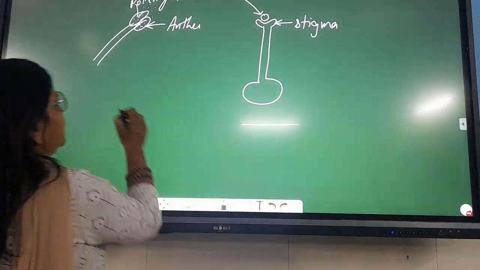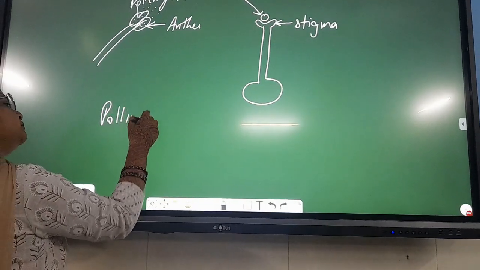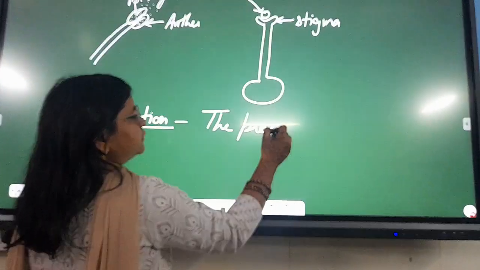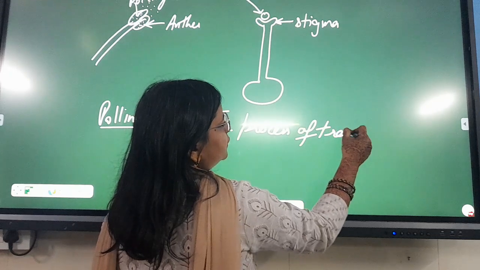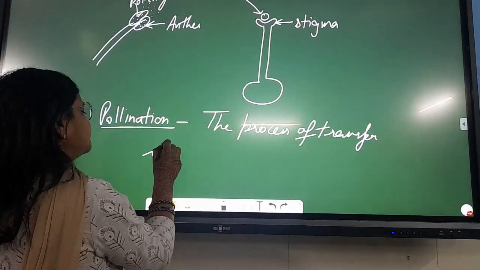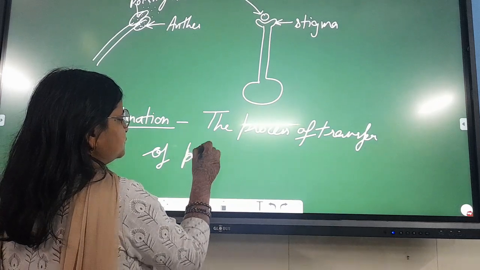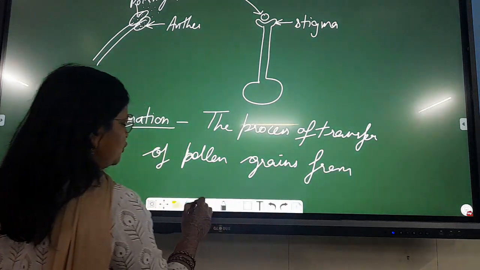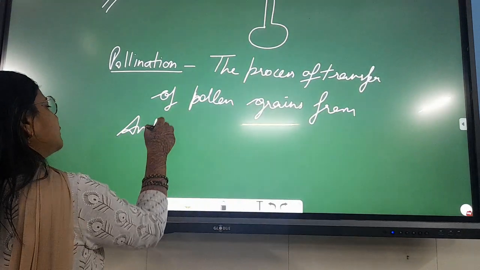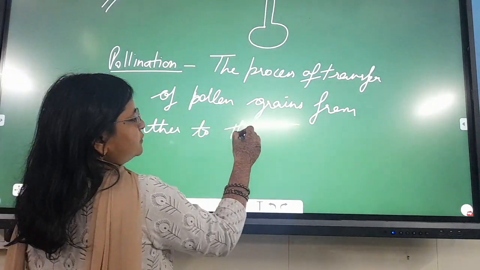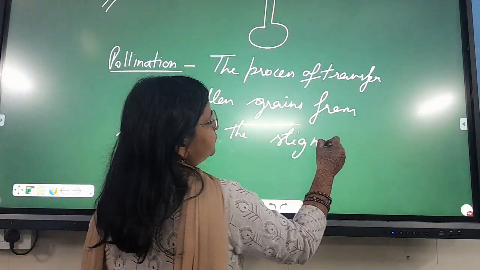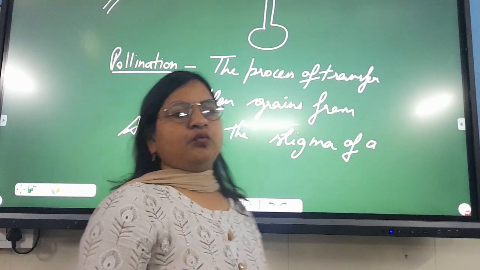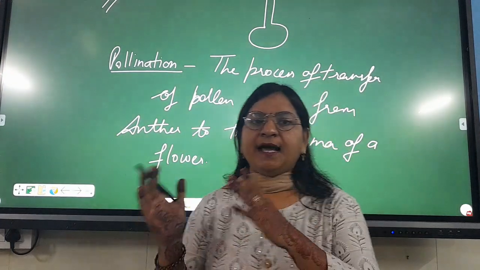So you can define pollination as the process of transfer of pollen grains from the anther to the stigma of a flower. Now you can see pollen grains are transferred from the anther to the stigma.